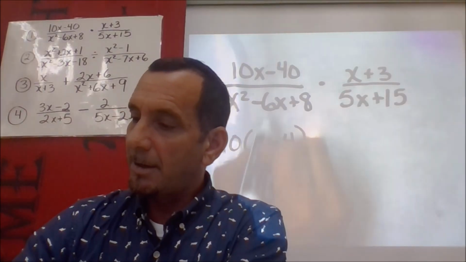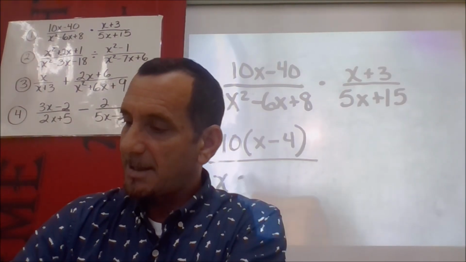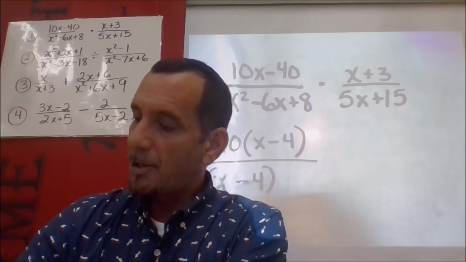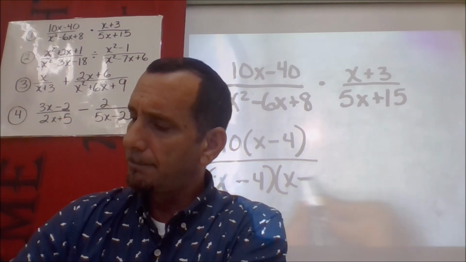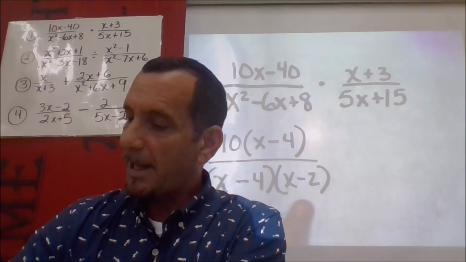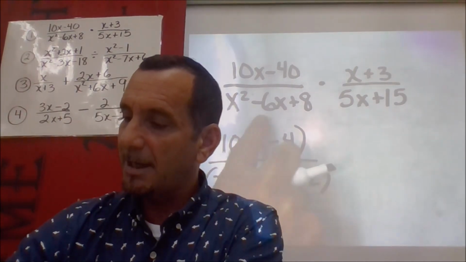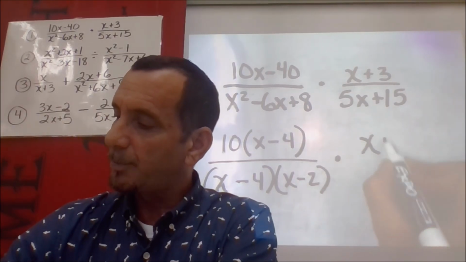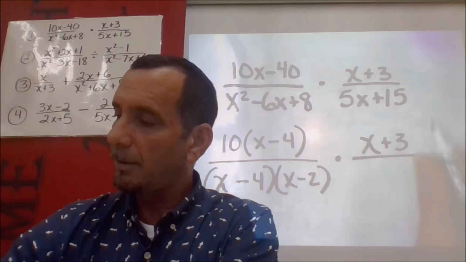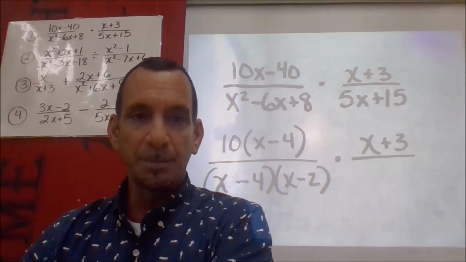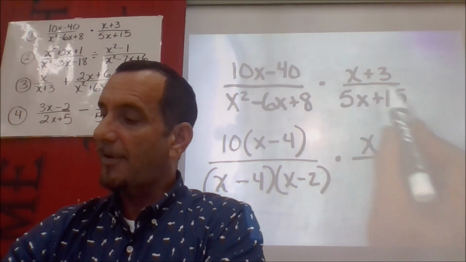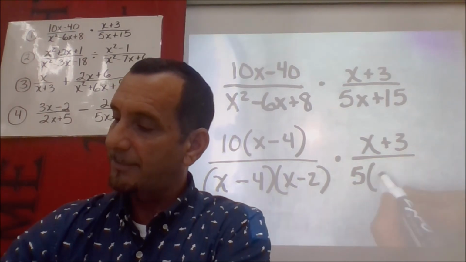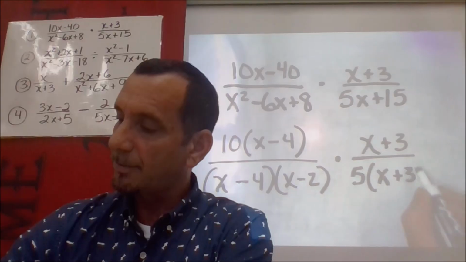The denominator of the first expression is a very simple trinomial factoring problem. Multiply to get a positive 8, add to get a negative 6, done. And now we have an x plus 3 in the numerator here, which is already in its simplest form. And we can factor 5x plus 15 with the greatest common factor, 5 times x plus 3.